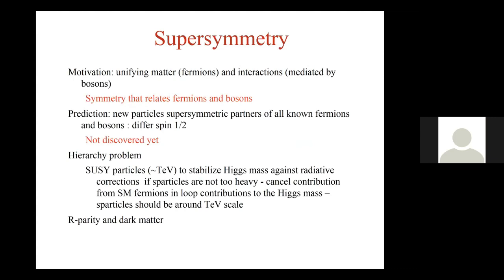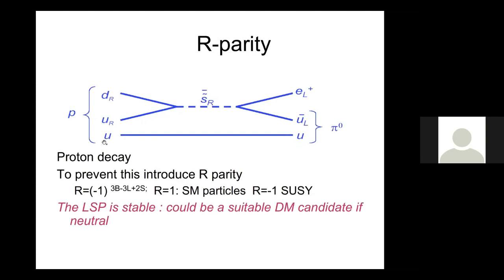I just wrote a few transparencies, but I think you have heard many talks on supersymmetry, so I'll be very brief here. Just to remind you that supersymmetry, which relates fermions and bosons, predicts a lot of new supersymmetric particles. And as I said before, one of the strong points of supersymmetry as far as dark matter is concerned is the fact that in a supersymmetric model, you have this quantity called R parity, which was introduced to suppress proton decay, which was governed by processes of this type. So if you introduce this R parity, with R equal to one for a standard model particle and R equal to minus one for a supersymmetric particle, then the lightest supersymmetric particle is stable. And therefore, it could be a suitable dark matter candidate if this particle is neutral.